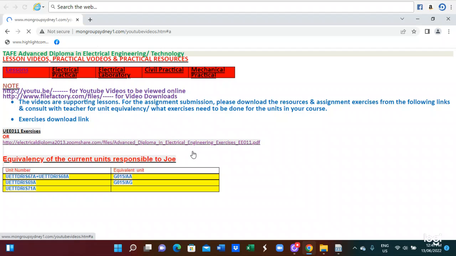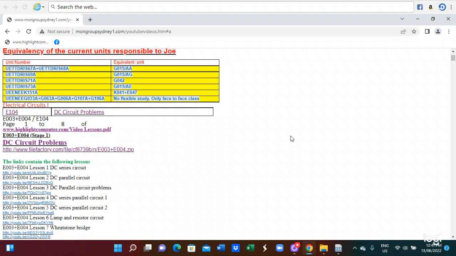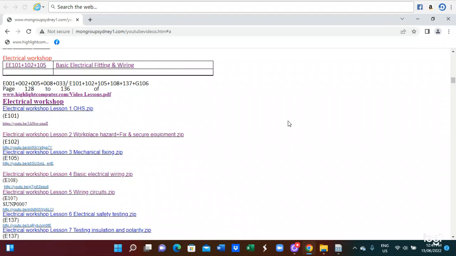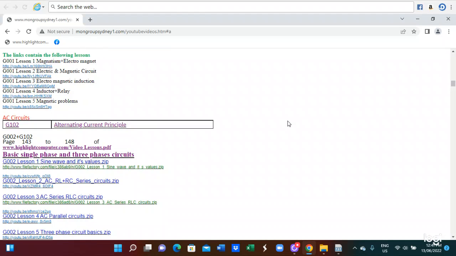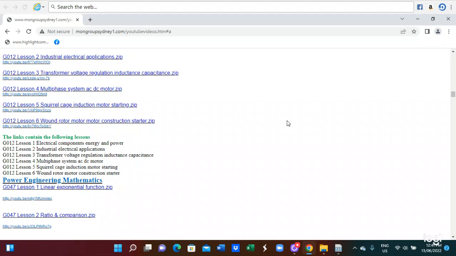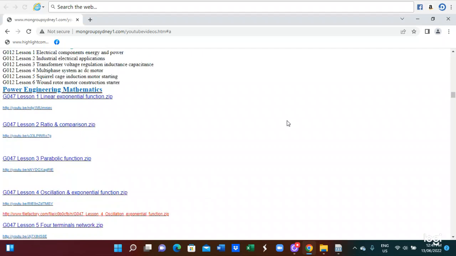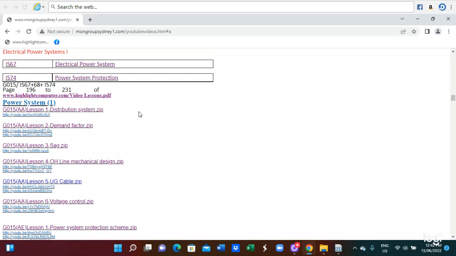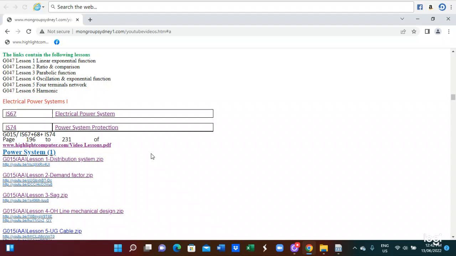So last week we have already explained to you about how to study the project unit G069. I explained it to you. Now today's G012 I already talked about. And you have to do this power system protection. IS67 electrical power system. IS74 power system protection.